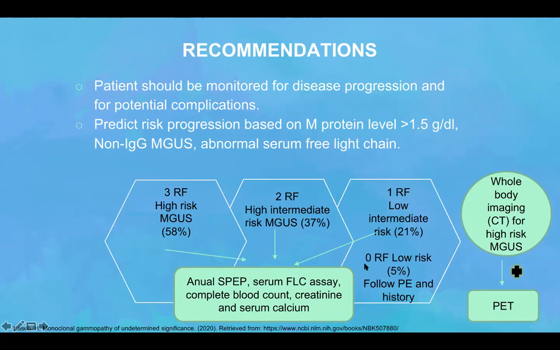In patients that have low risk, with M protein less than 1.5 grams, that don't have any change in the free light chains, and don't have any risk factor, we only need to see the patient with the physical exam and the history. If the patient is in high risk, we can also use imaging tests. The one that is more useful for this patient is the CT, because it's more sensitive than the bone scan.